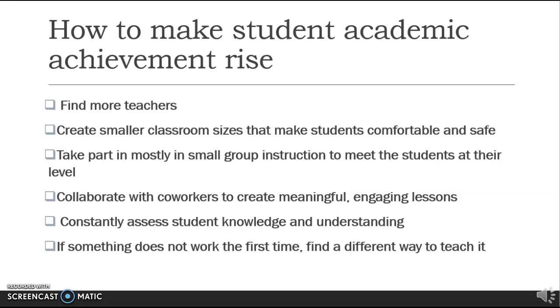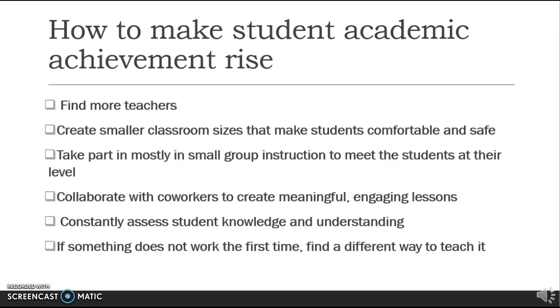Constantly assess student knowledge and understanding is number 5. We have to constantly assess their knowledge to see if we need to move on or if we need to reteach. And then, of course, if something does not work the first time, find a different way to teach it. It is okay to change. Whatever we need to do, whatever we can, change our lessons, collaborate with coworkers, assess student knowledge in order to know if these students are ready to move on to the next step or if they need to keep reviewing that standard before moving on. You don't want to move on and the students not know the standard before, because then, of course, when you move on to something deeper in that standard, they're not going to know it either.